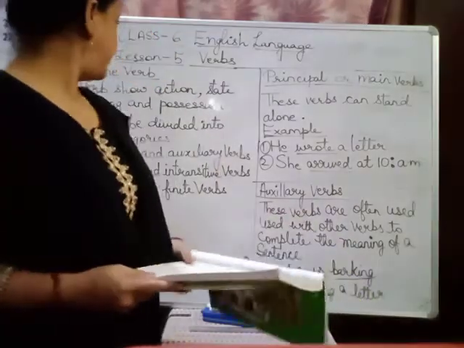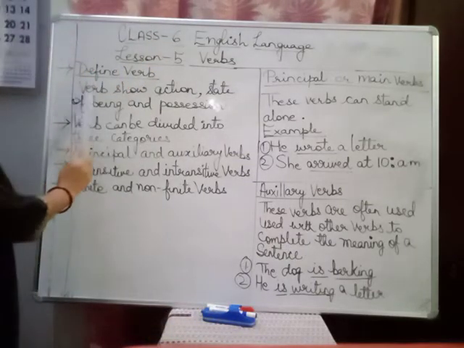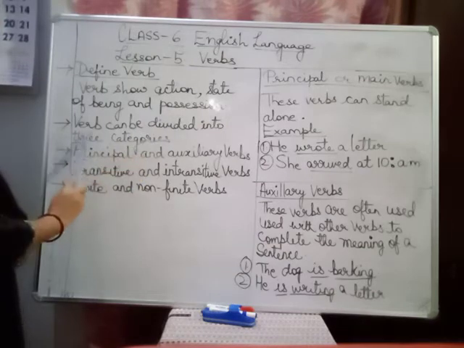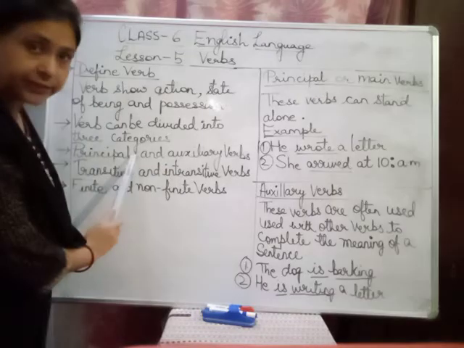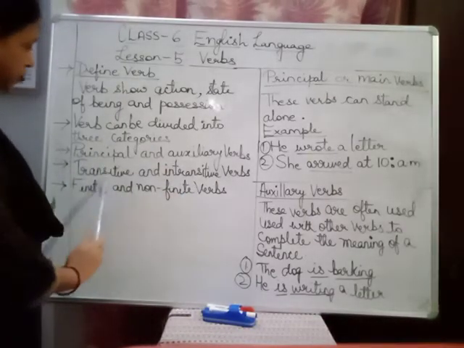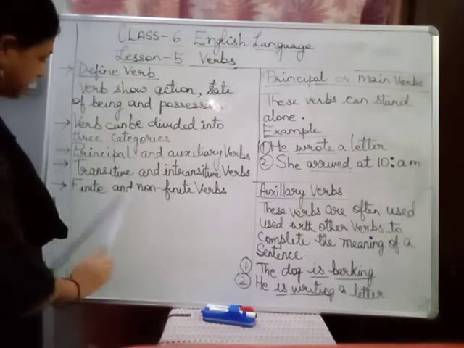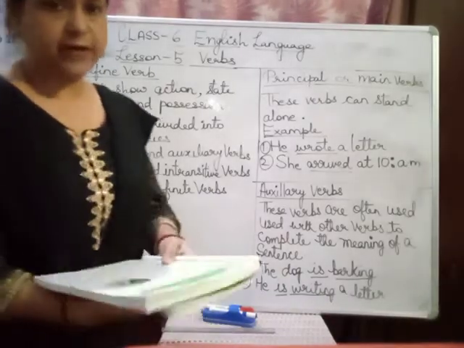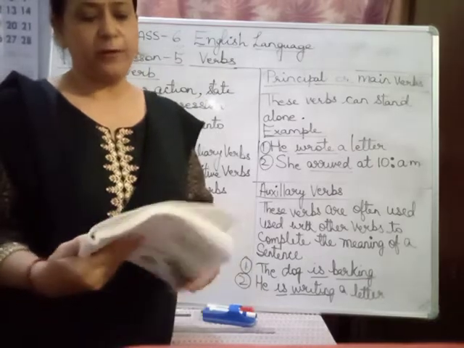Verbs can be divided into three categories: principal and auxiliary verbs, transitive and intransitive verbs, finite and non-finite verbs. So children, first we will see principal and auxiliary verbs.